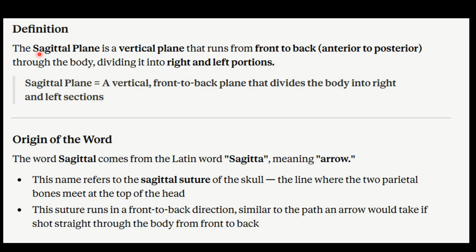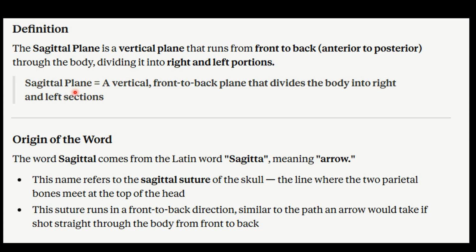The definition is quite simple. You can say that the sagittal plane is a vertical plane that runs from the front to back, that is anterior to posterior. I'm assuming that you know about anterior and posterior, because we have already covered that. It runs through the body, dividing it into right and left portions. Sagittal plane: a vertical front to back plane that divides the body into right and left sections. So this is the conclusion.